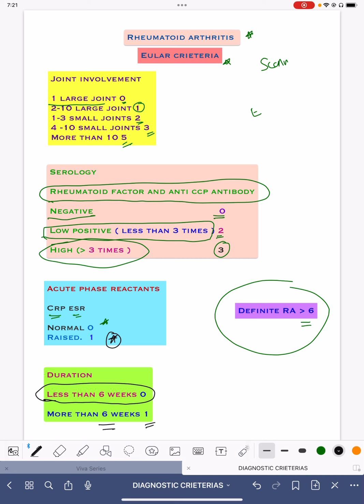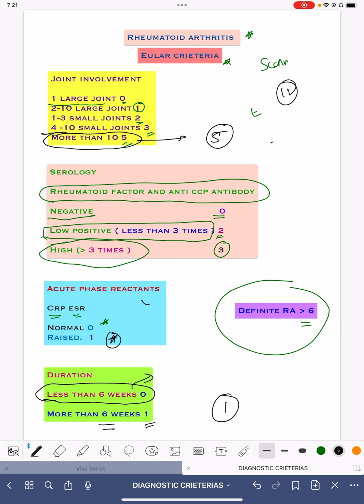For example, suppose a patient is presenting with bilateral joint pain for around 6 weeks, and the total involvement in the small joints of the hands is around 12. Automatically there is involvement of more than 10 joints, so we give a score of 5. Next, if the patient has had this symptom for 3 months, 4 months, that is more than 6 weeks, we give a score of 1. So 5 plus 1 automatically becomes 6. We can label that the patient has rheumatoid arthritis. We don't need anything else.